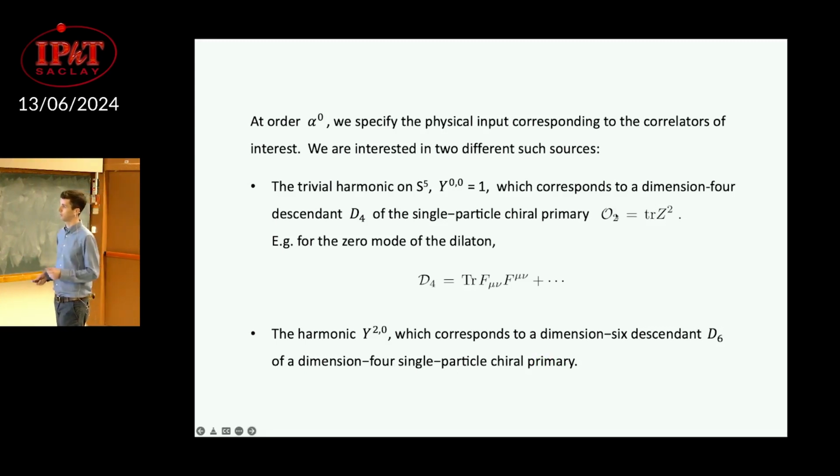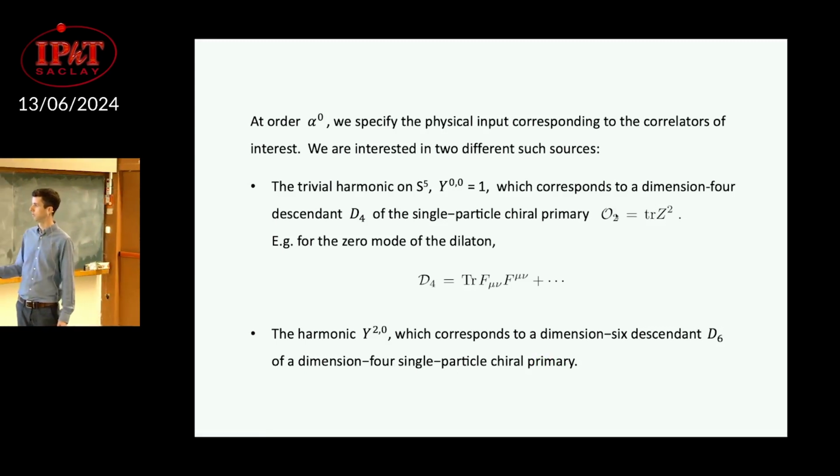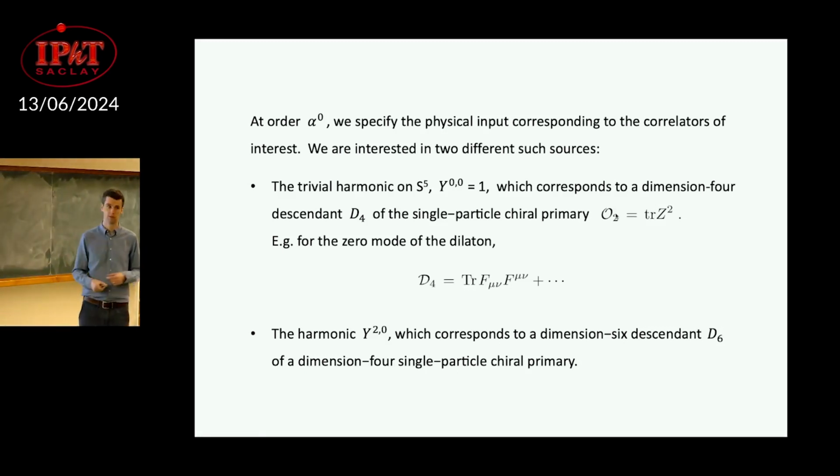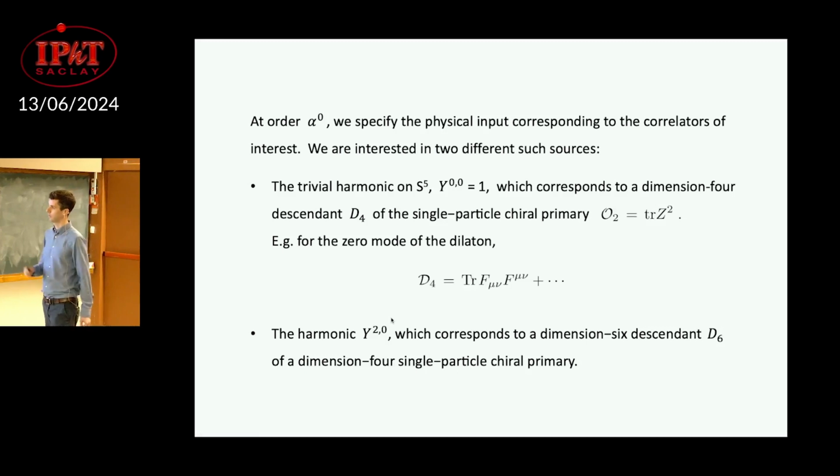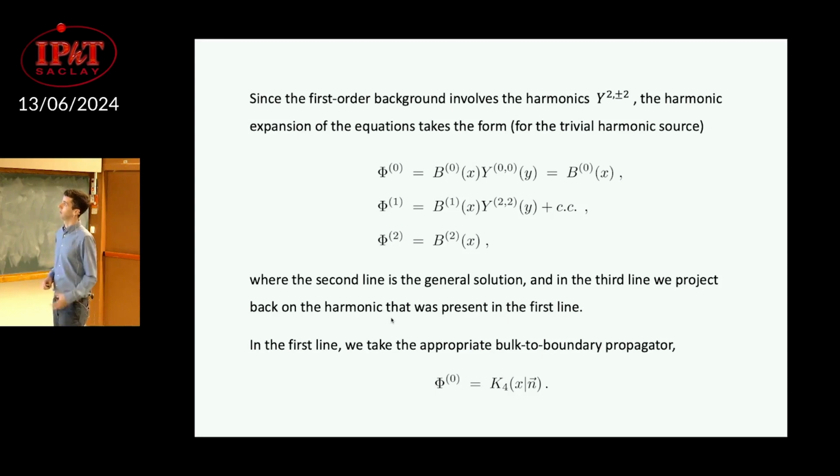And one can also think about higher harmonics. It's a bit more convenient to stick with the 0 mode, 0 angular momentum, but one can take the harmonic, for instance, Y20, which corresponds to a particular dimension 6 descendant of a dimension 4 single particle chiral primary. And since the first order background involves the harmonics 2 plus minus 2, there's some straightforward harmonic decomposition of these perturbative equations.